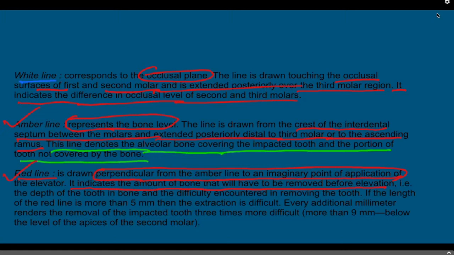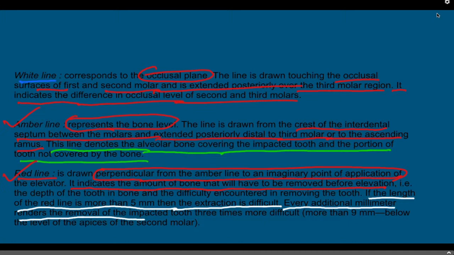And make a note, the length of the red line is very important. If the length of the red line is more than 5 millimeters, then the extraction is considered difficult. From 5 millimeters, every additional millimeter makes the tooth more difficult. How much? 3 times more difficult in extraction. So these are the points that you have to add when talking about this particular line.